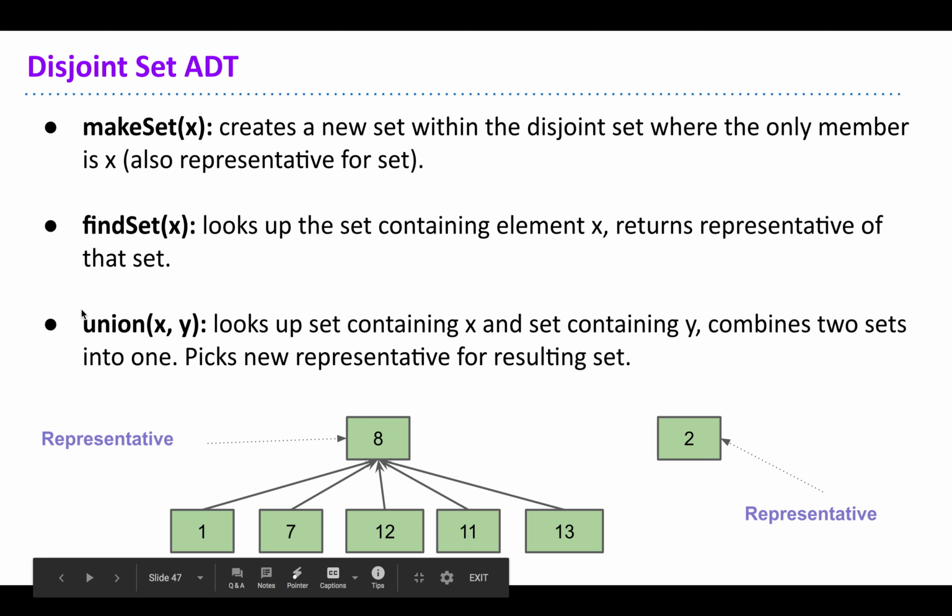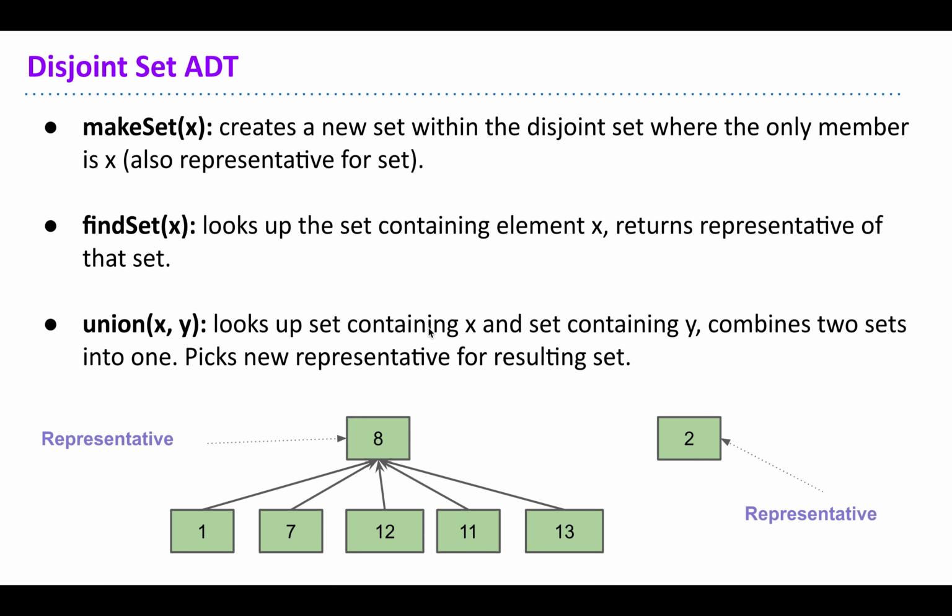The third operation that we support is union. It looks up the set containing X, looks at the set containing Y, and then combines those two sets into one. The way we do that is you combine the two representatives. In the most naive form, you would arbitrarily choose one representative, like let's say 8. We choose 8 to be the new representative, and you would just point 2 at 8. So you just point the representative of one set at the representative of another.